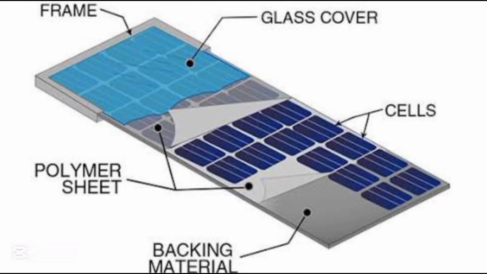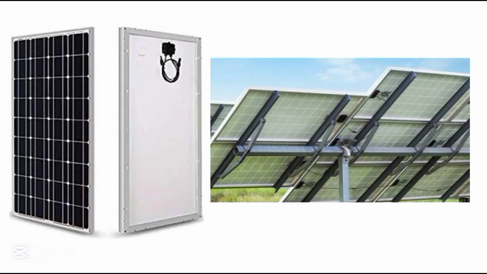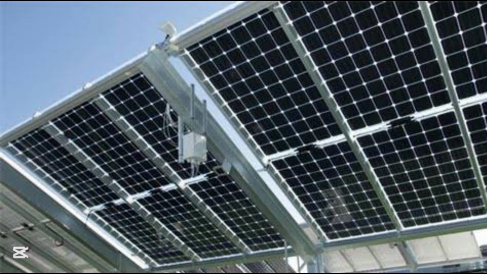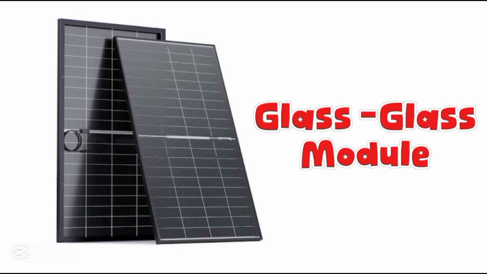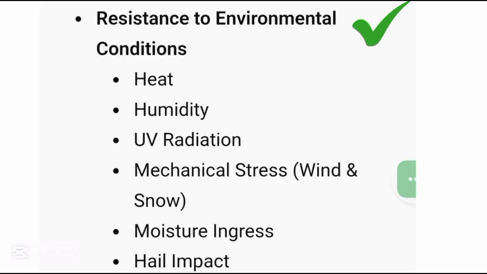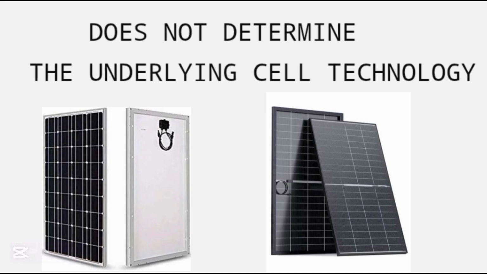The construction of the module provides yet another way of classifying solar panels. Some panels use a glass front with a polymer backsheet, commonly called glass-backsheet modules. Others use glass on both the front and the rear, known as glass-glass modules. These construction methods affect durability, lifespan, and resistance to environmental conditions, but do not determine the underlying cell technology.